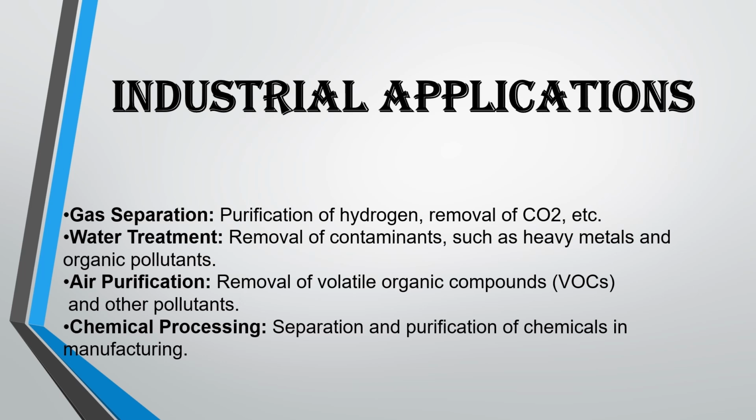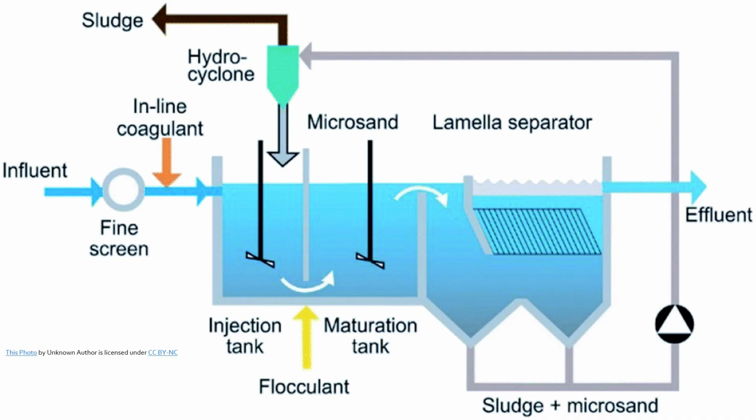Some industrial applications. In gas separation, it's used in purification of hydrogen, removal of CO2 and other gases. In water treatment, it is in removal of contaminants such as heavy metals and organic pollutants. In air purification, it's used in removal of volatile organic compounds and other pollutants. In chemical processing, it's used in separation and purification of chemicals in the manufacturing industries.